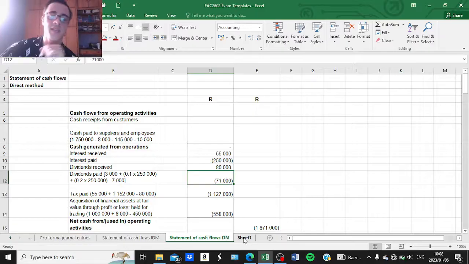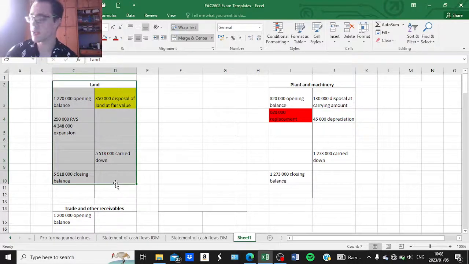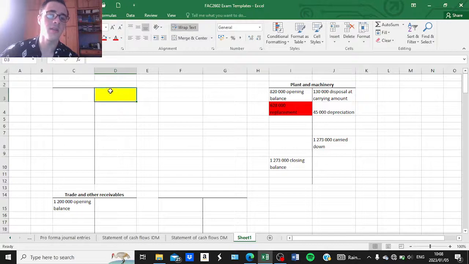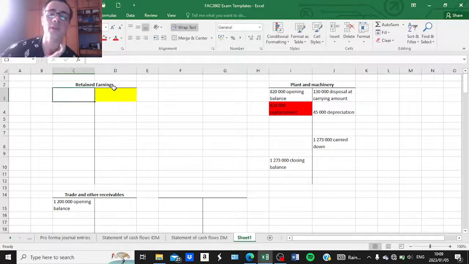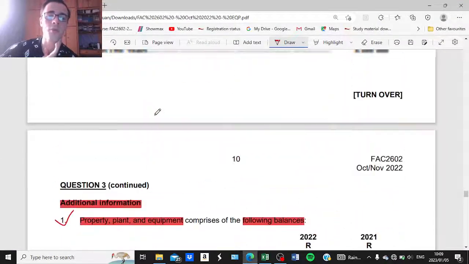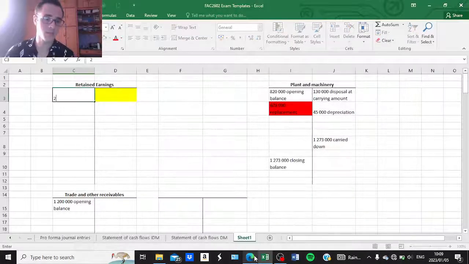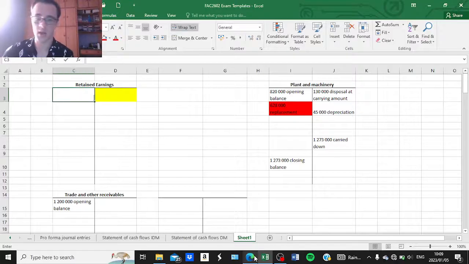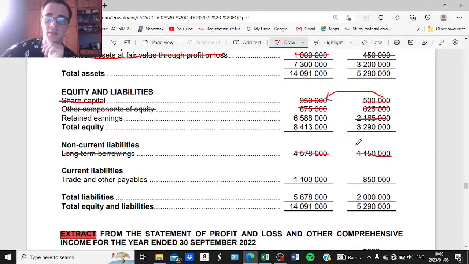Now the second method for calculating the value of dividends declared is by using the retained earnings account. If we look at our retained earnings balance for the beginning of the year, it was 2,165,000. Remember, this will be a credit balance. And then we had a closing balance of 6,588,000.